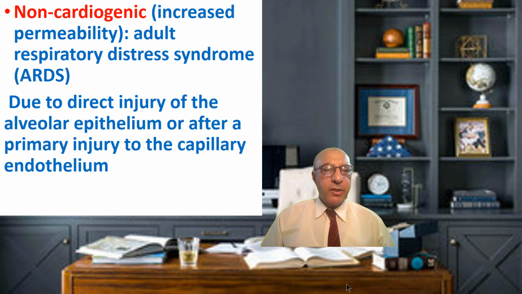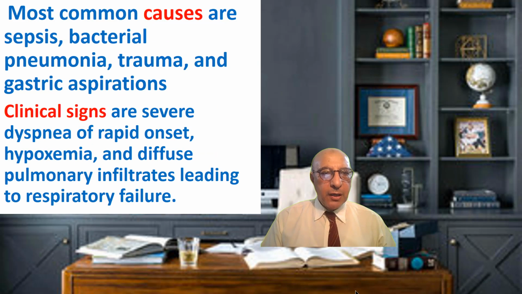The other type of pulmonary edema is called non-cardiogenic pulmonary edema. It is due to increased permeability of the pulmonary capillaries, leaking fluid and protein into the alveoli, preventing gas exchange. One famous and common example of this is the adult respiratory distress syndrome, or ARDS. Actually, there is direct injury of the alveolar epithelium or primary injury to the capillary endothelium. In both conditions, there is damage of the pulmonary capillaries. Most common causes are sepsis, bacterial pneumonia, trauma, and gastric aspiration.